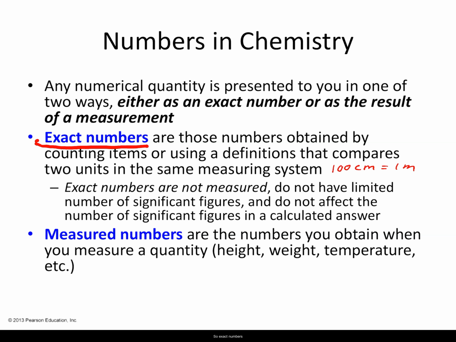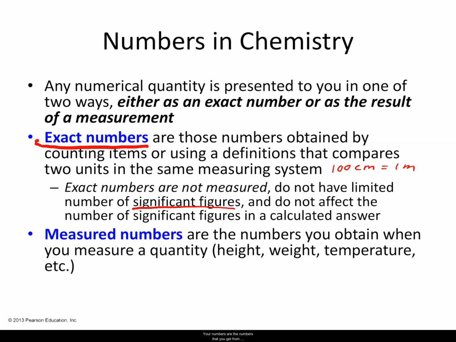So exact numbers do not have a limited amount of significant figures. Now this term, make a little star next to it, because we're going to go back into that a little bit further throughout this chapter. They do not affect how many you have in a calculated answer, because an exact number is a definition, something exact. It doesn't have a limited number to it.